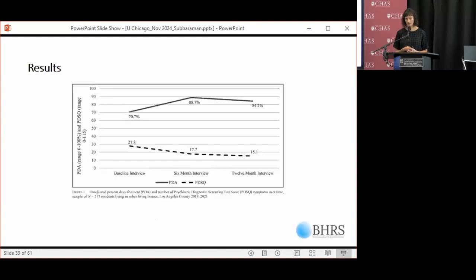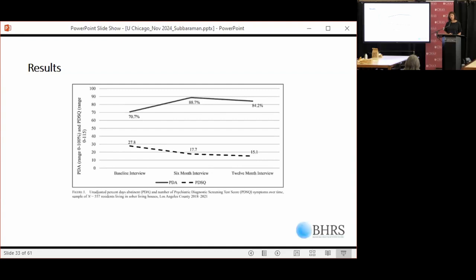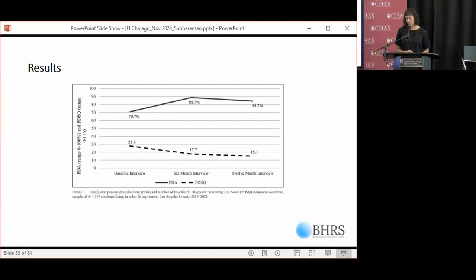So our results from this multi-level sample. So these are our outcomes over time. The solid line is percent days abstinent, and the dashed line is psychiatric symptoms. Both of these are moving in the direction that we want them to move over the course of the study. So we see that PDA, or percent days abstinent, starts at 71%, but goes up to 84% after a year. And the average number of psychiatric symptoms that are reported starts at 28, but goes down to 15 by the end of the study.